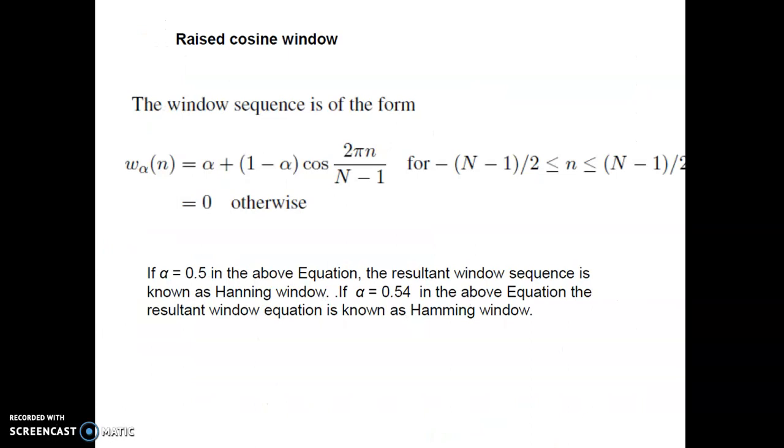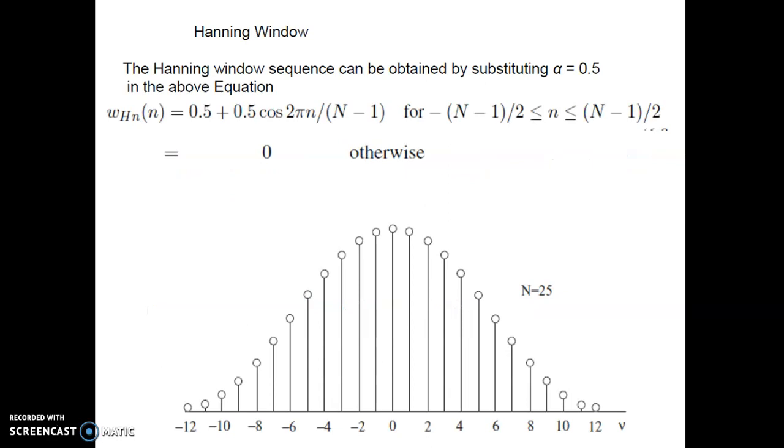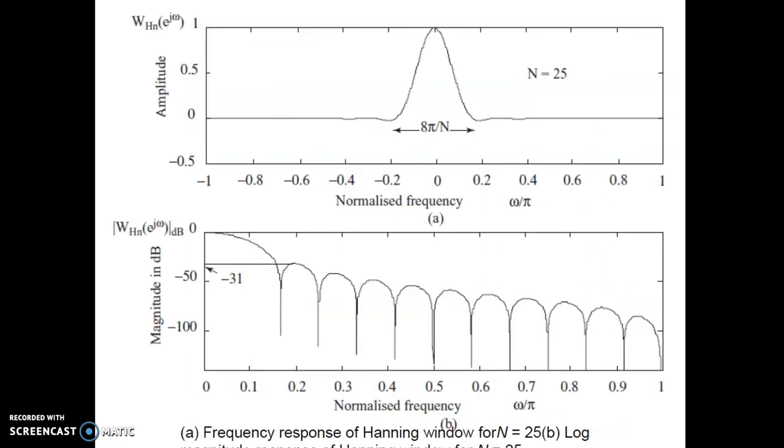Likewise, we have a raised cosine window where wα(n) = α + (1 - α) cos(2πn/(N-1)) for -(N-1)/2 ≤ n ≤ (N-1)/2. The next one is a Hanning window where wH(n) = 0.5 + 0.5 cos(2πn/(N-1)) for -(N-1)/2 ≤ n ≤ (N-1)/2, and it is equal to 0 otherwise. Here again we are showing the normalized frequency response as well as the frequency suppression characteristics of a Hanning window.